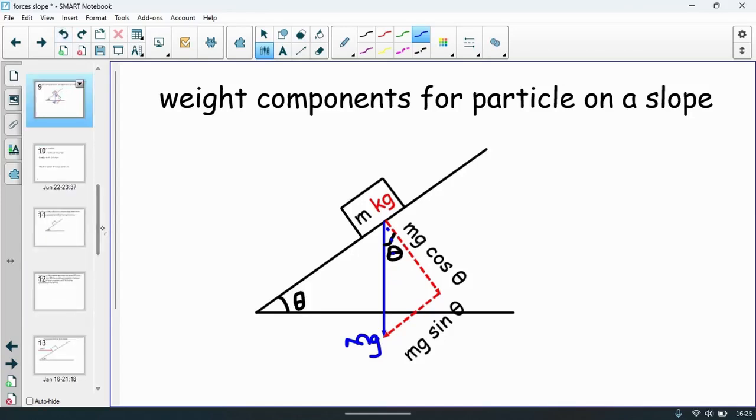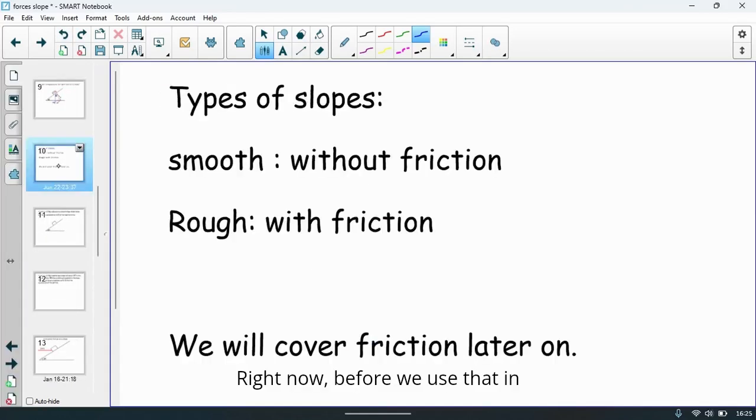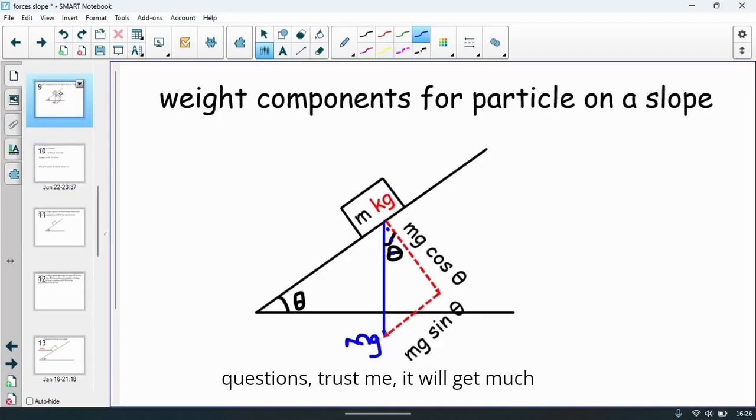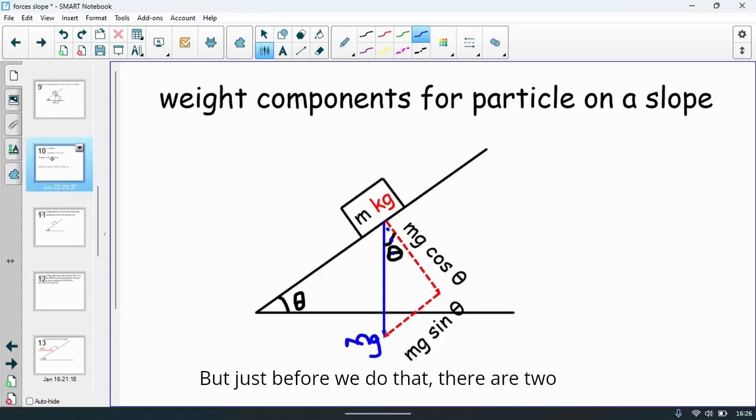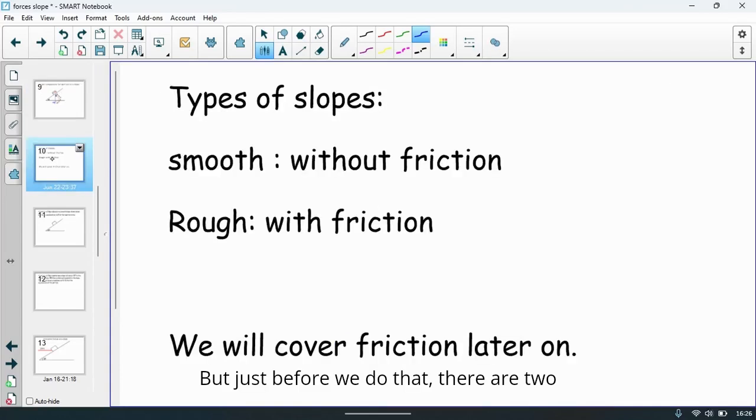Right. Now, before we use that in questions, trust me, it will get much easier when we start using it. But just before we do that, there are two types of slopes. One is smooth and one is rough. Smooth means there is no friction, and rough means there will be friction, which you need to take into account, right? But we will cover friction and rough surfaces later on.